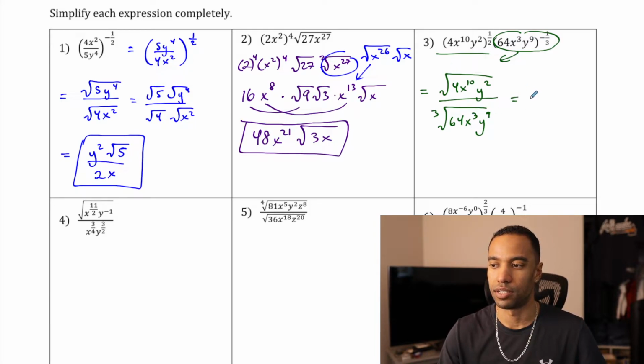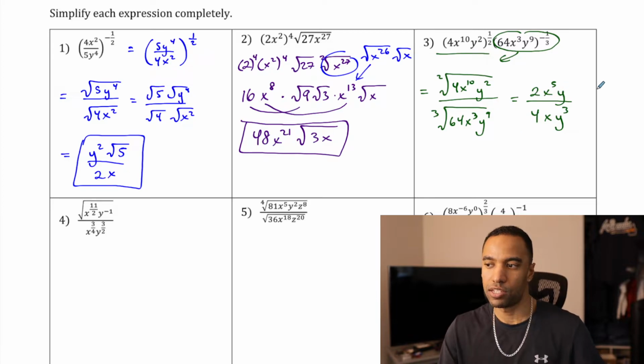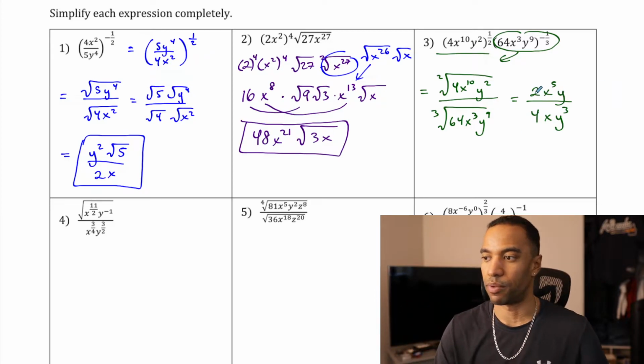Let's start taking roots. The square root of 4 is 2. The square root of x to the 10th is x to the 5th. And the square root of y squared is y. The cube root of 64 is 4. The cube root of x cubed is x, and the cube root of y to the 9th is y cubed. Again, we are dividing by those numbers there. Square root is the second root. Keep that in mind. Now we can simplify a little further here, right?